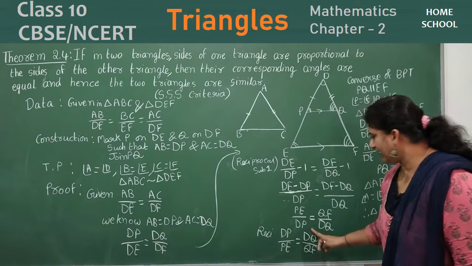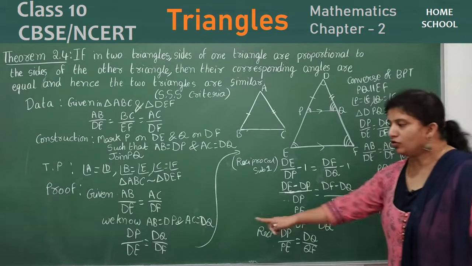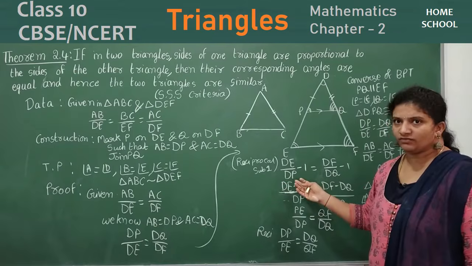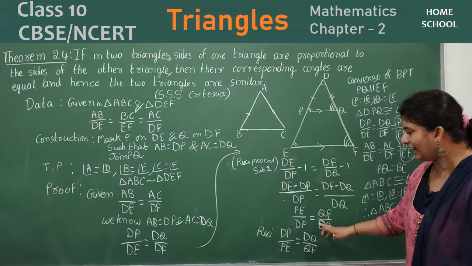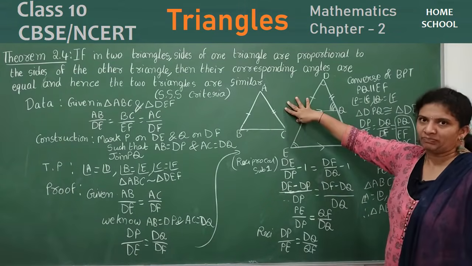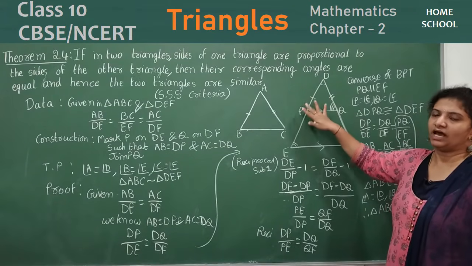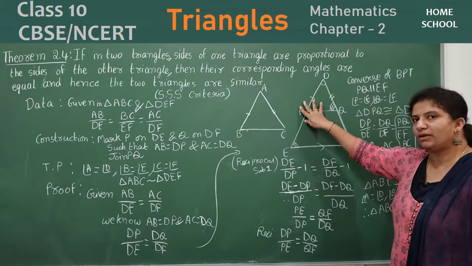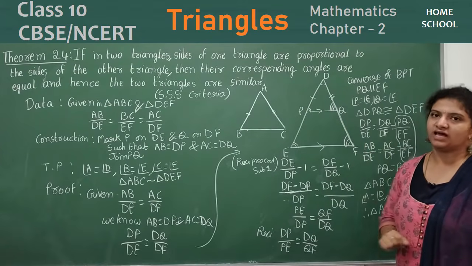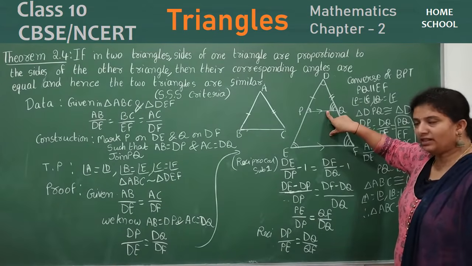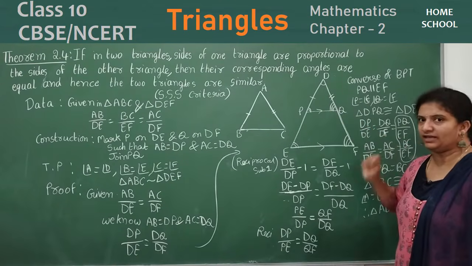Then directly I can't write this step. How you got this step, you should know. So what did I do? Do the reciprocal of the ratio, subtract 1, we are going to get BPT. And again by converse of BPT, I can say that if ratios are in proportion, then the two lines are parallel. So now if these two lines are parallel, then the corresponding angles are equal.